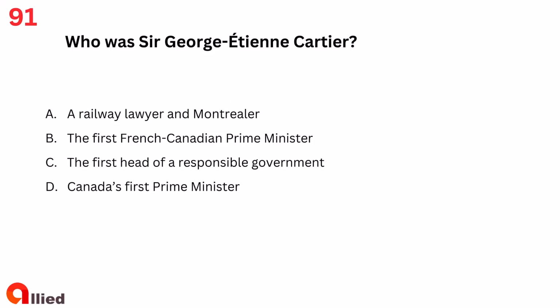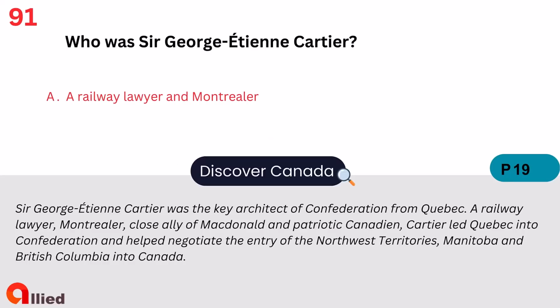Question 91. Who was Sir George Etienne Cartier? A. A railway lawyer and Montrealer. B. The first French-Canadian Prime Minister. C. The first head of a responsible government. D. Canada's first Prime Minister. The answer is A. A railway lawyer and Montrealer.